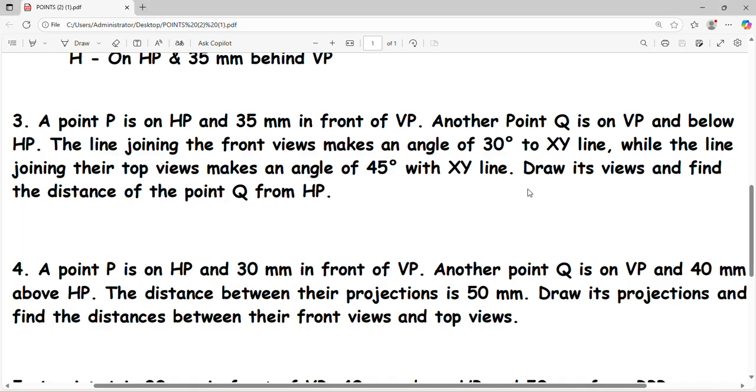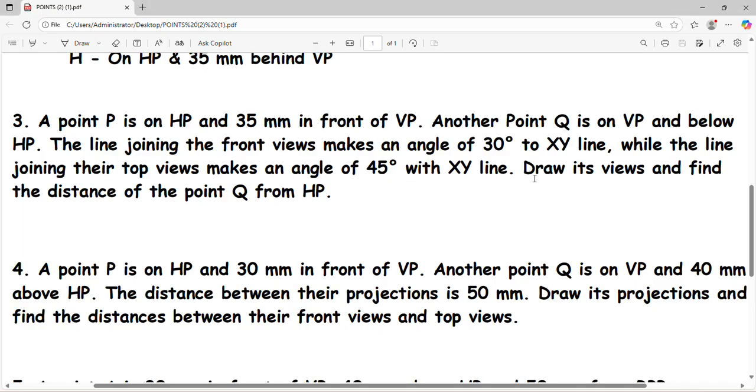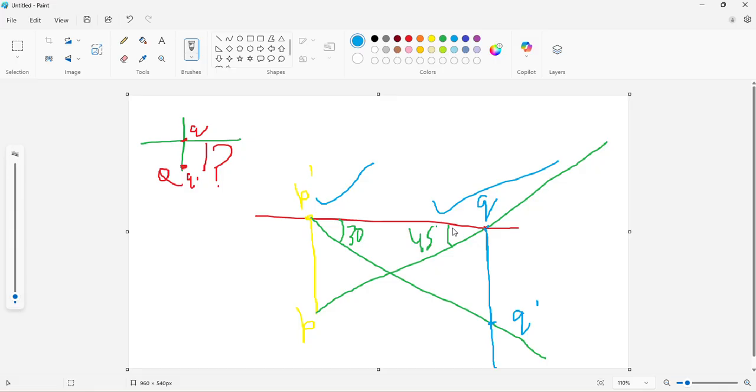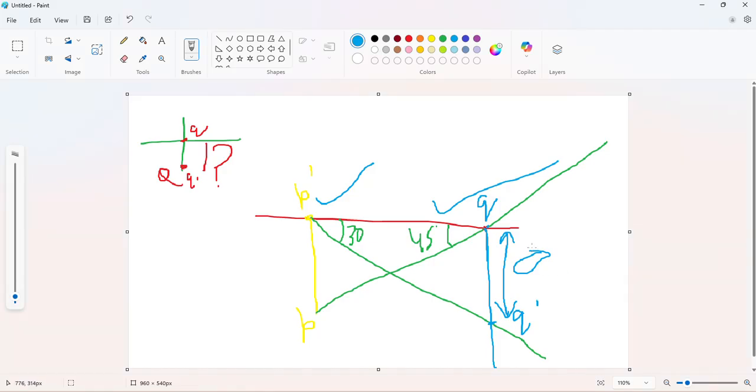So we can say this projection is correct, and now it has been asked to draw its views and find the distance of the point Q from HP. So as per the question, these conditions are correct, and we have identified the projection of the front view. So this distance is the answer, or we can say this is the projected distance of point Q from HP.